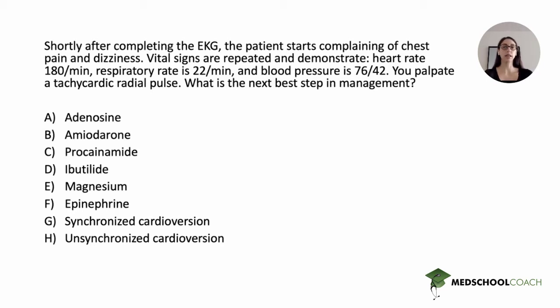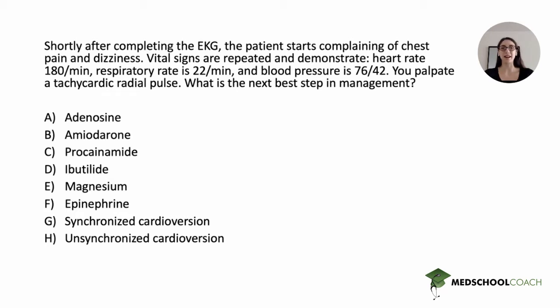Shortly after completing the EKG, the patient starts complaining of chest pain and dizziness. Vital signs are repeated and demonstrate heart rate of 180, respiratory rate of 22, and blood pressure of 76/42. You palpate a tachycardic radial pulse. What is the next best step in management? So take a stab at this question on your own before we work through it together.